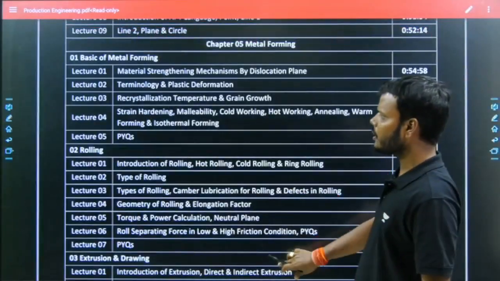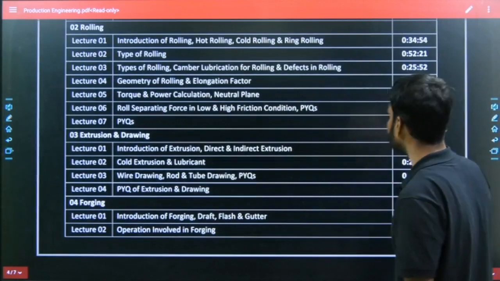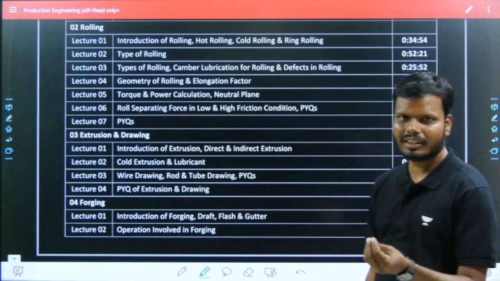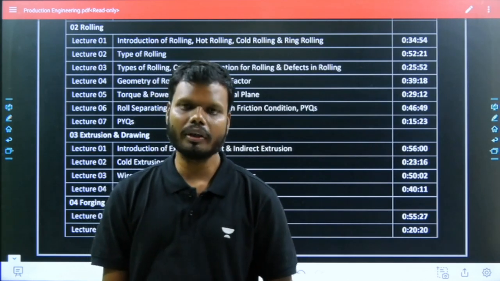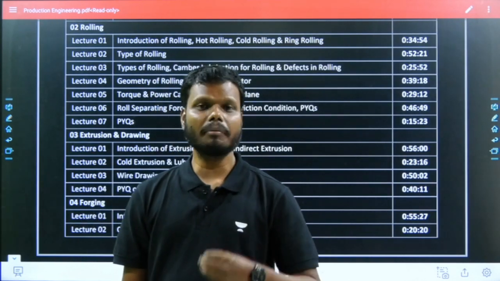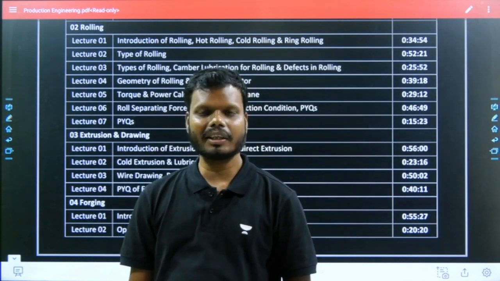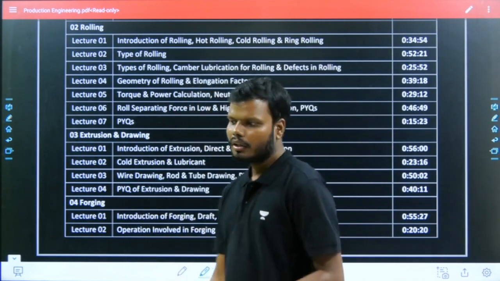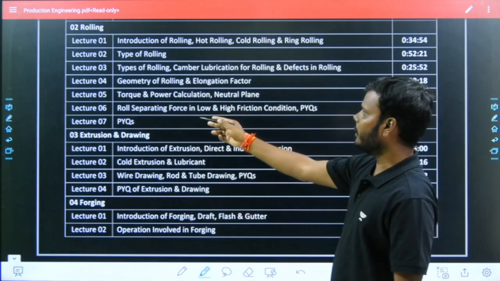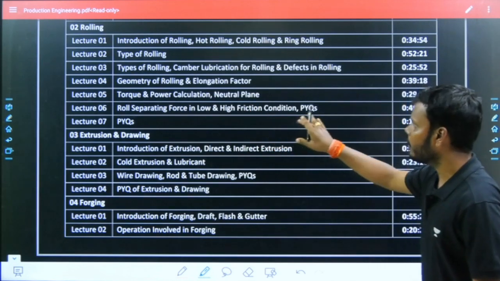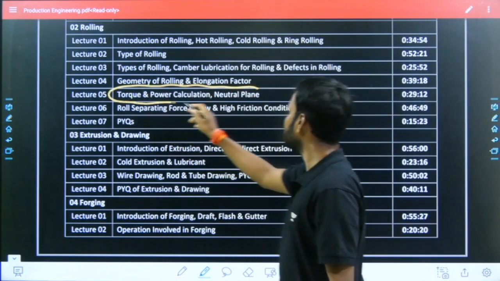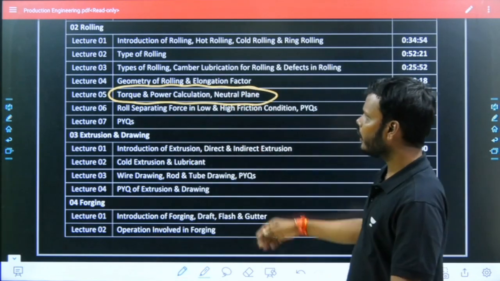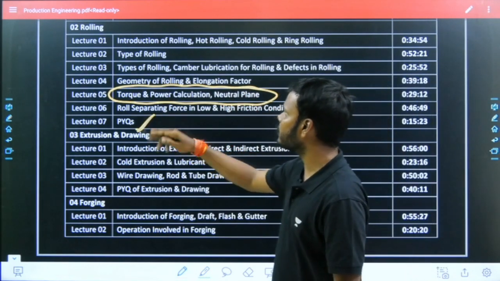So this chapter is also important. In rolling operations, maximum draft reduction is important. Power consumption during rolling operation. Number of passes is also asked in GATE examination. Okay. So torque, separating force in low and high friction conditions, torque power calculation, neutral plane is also important, and the last lecture 7 PYQ is also important.